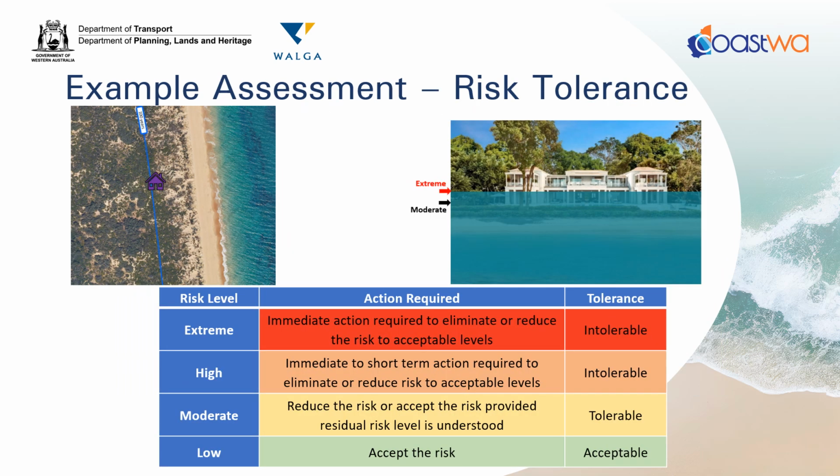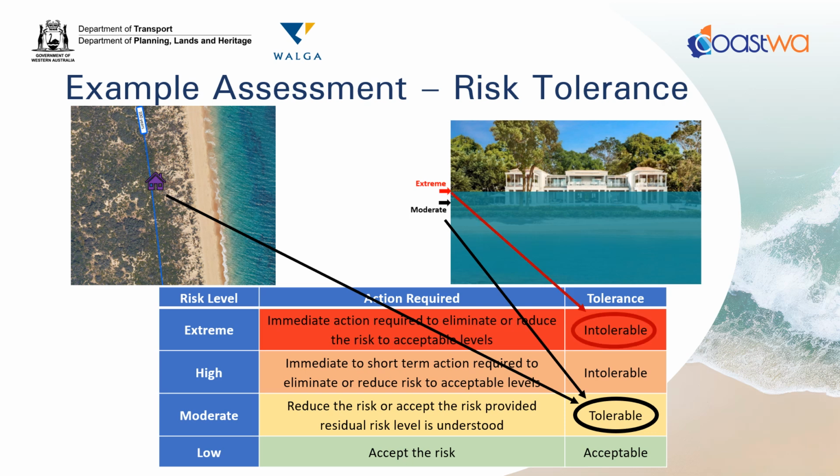So if we apply this tolerance scale to our various examples on erosion and inundation, on the erosion side, we had a moderate level of risk, which is tolerable. From the inundation side, we also had a moderate level at a low elevation of inundation, but at a higher elevation, we had an extreme risk. So obviously that's an intolerable level of risk and something that would need to be reviewed.